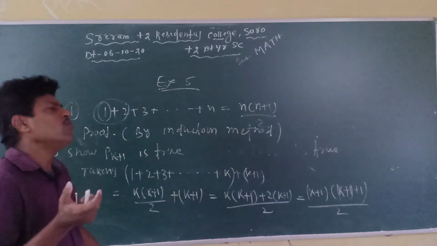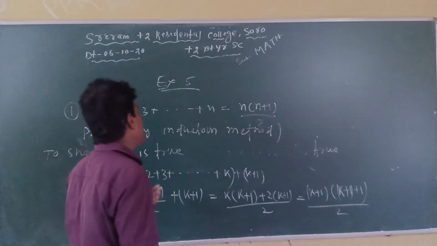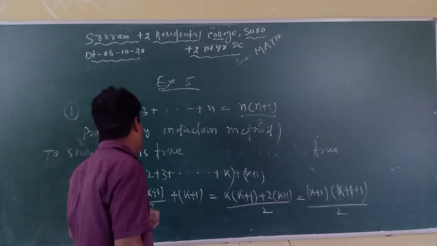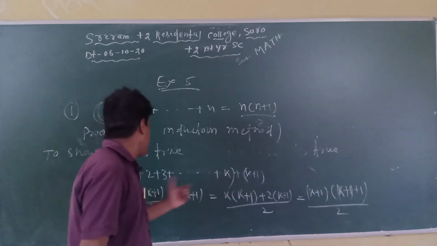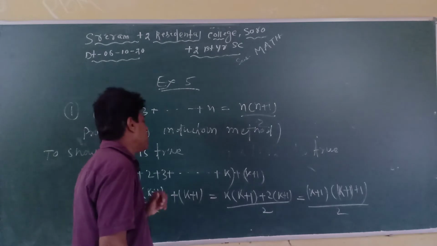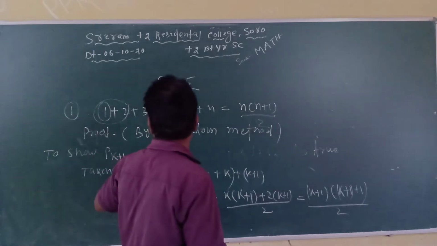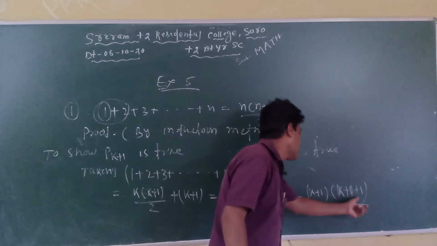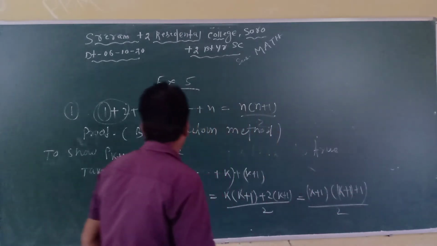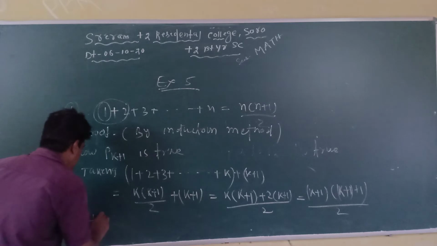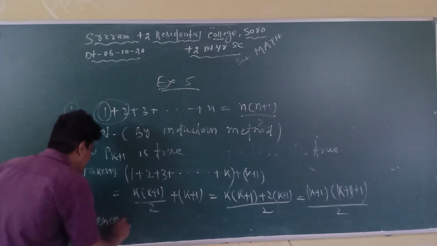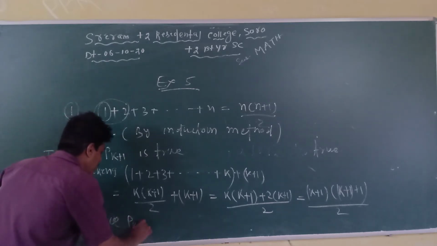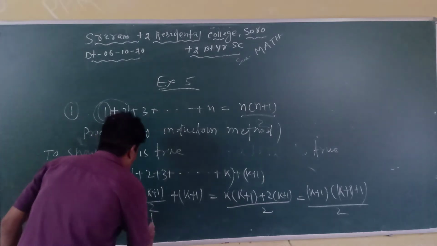Where we proved Pk is equal to k whole into k plus 1 by 2, here k is the last number. We have to prove Pk plus 1, that is k plus 1 whole into k plus 1 plus 1 by 2. It is proved. Hence proved. Hence Pk plus 1 is also true.